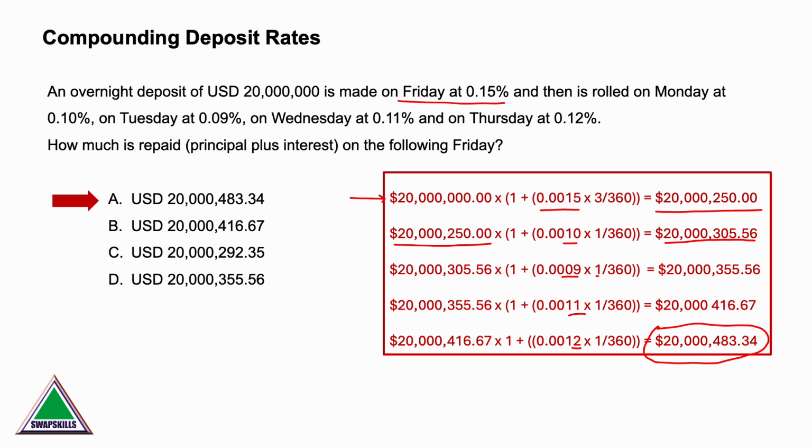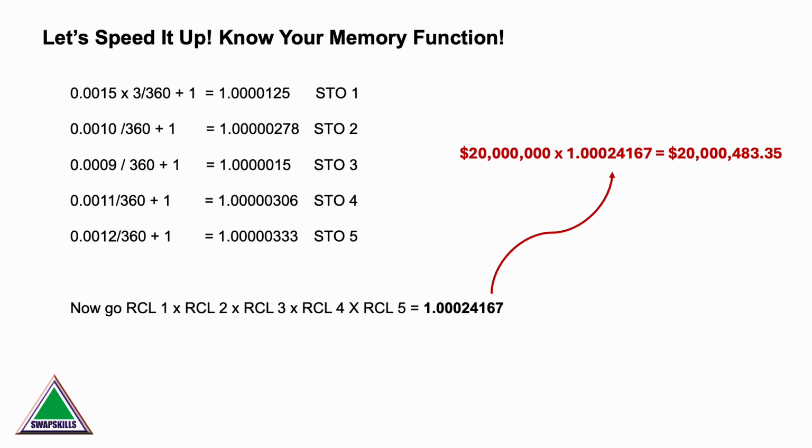Another way to do it is this, and this looks pretty horrible, but it's actually logical. On the top left, you've got 15 basis points. Multiply that by your 3 days, your Friday, Saturday, Sunday, over 360. Once you've done that, add it to 1. So this number here, if you multiply that by your 20 million investment, would give you your principal and interest after 3 days. So what I want you to do is store that in your first memory.